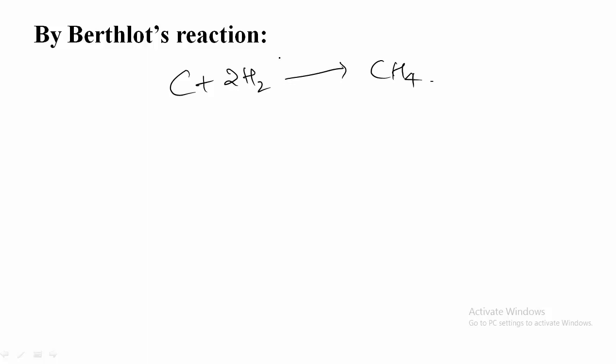Next one, Berthelot's reaction. Here simply carbon reacts with hydrogen to form CH4, methane, by passing an electric current, that is an electric arc. So when carbon is treated with hydrogen in presence of an electric arc, it will form methane, and it is said to be Berthelot's reaction.